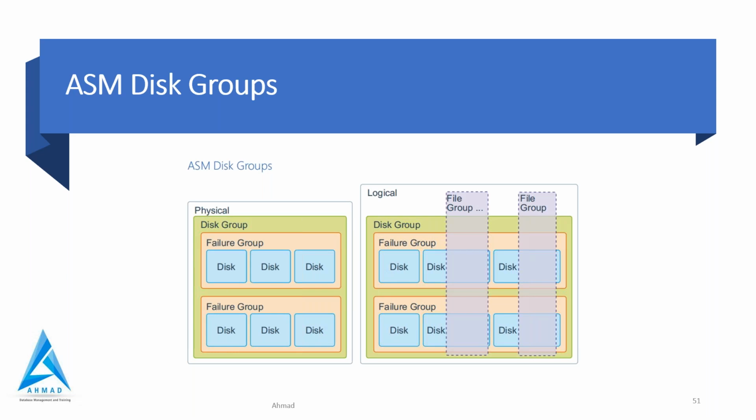We know that we have external, normal, high, flex, and extended settings. When you specify external redundancy, Oracle ASM does not provide mirroring. If you specify normal redundancy, Oracle ASM provides two-way mirroring by default. When you specify high redundancy, Oracle ASM provides three-way mirroring. When you specify flex or extended redundancy, the disk group redundancy is overridden by the file group redundancy property. Extended redundancy provides two-way mirroring by default. So that is about redundancy.